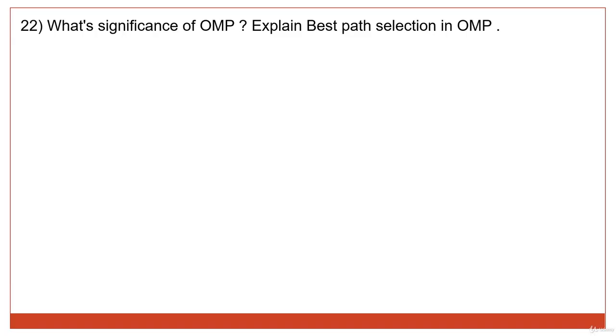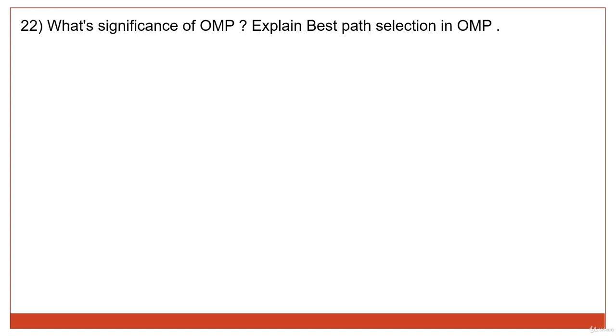Question number 22. It is highly recommended that before going for an SD-WAN interview, we should prepare this question. What is the significance of OMP? Explain the best path selection in OMP. Now, the significance of OMP is that OMP is the overlay. If you don't have the overlay, then there is no concept of control plane and data plane. So that's the significance of OMP, because it's the overlay for us.